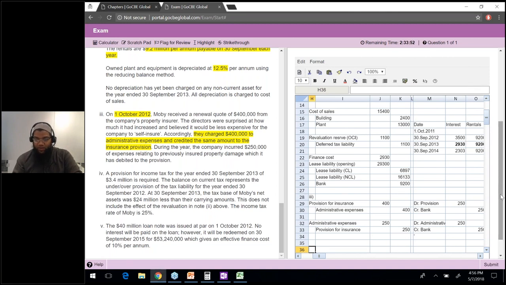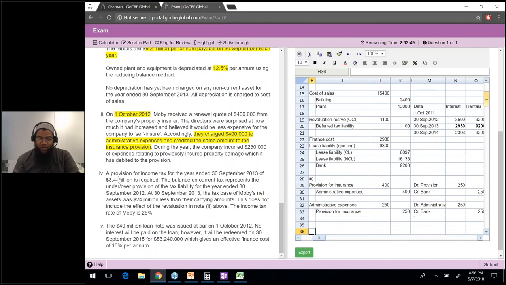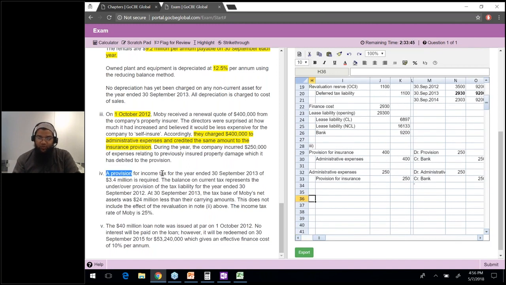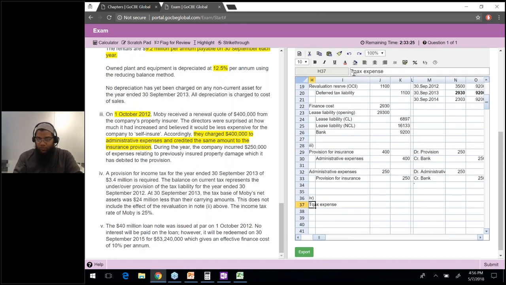Okay, so now adjustment number 4. In adjustment 4, the question says that a provision for income tax for the year ended 30th September 2013 of 3.4 million is required. So we need to record a provision of 3.4. So the entry is going to be adjustment number 4, tax expense debit and provision for tax credit by 3,400.